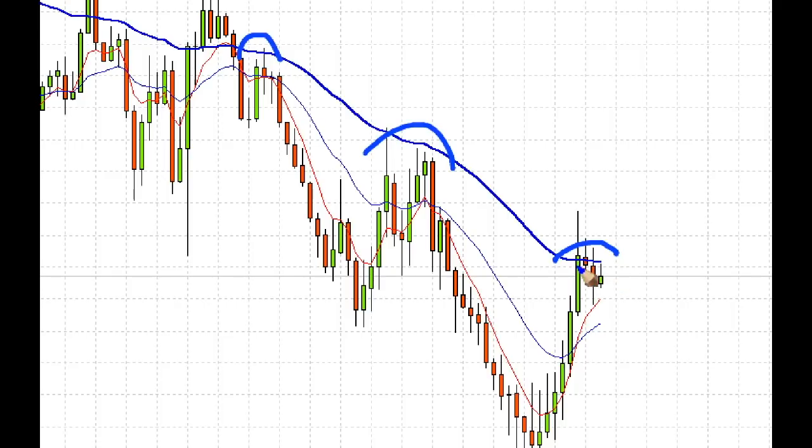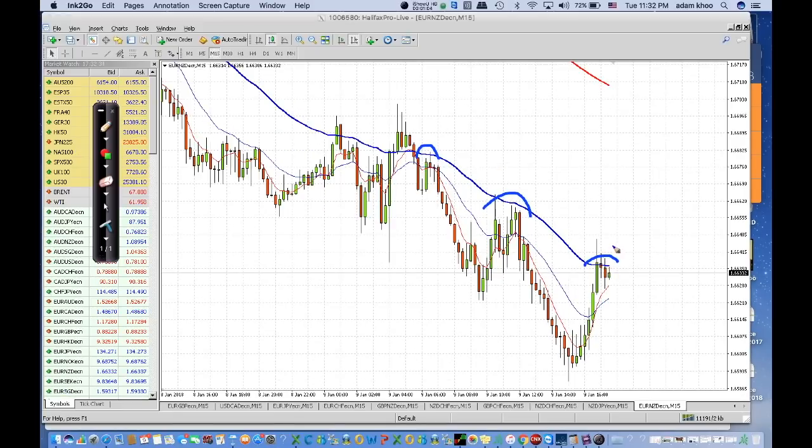So I could sell it anywhere around this area. That'll be fine. Okay, so this is a recent swing high. It's lower than the previous swing high. And the recent swing low is lower than the previous swing low. So it meets all the necessary criteria.